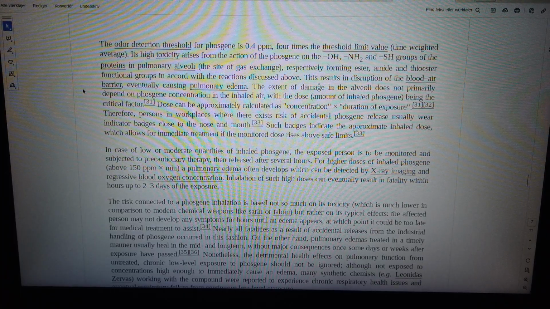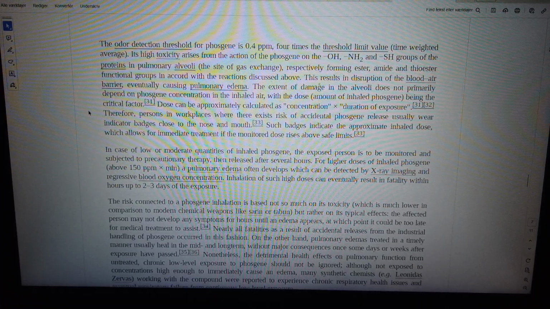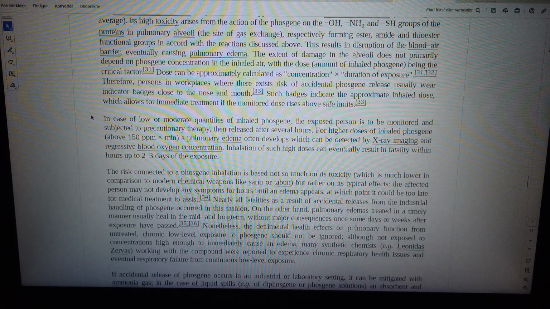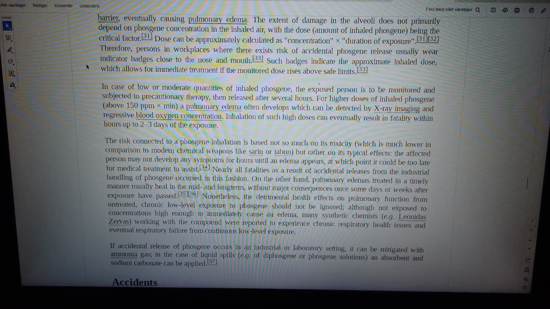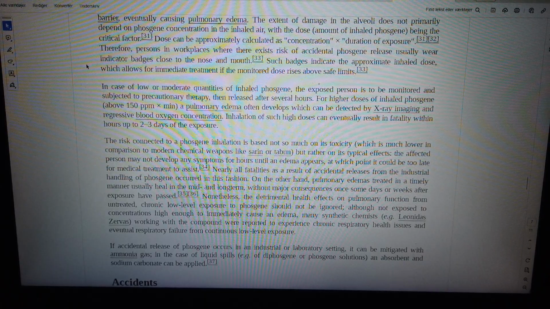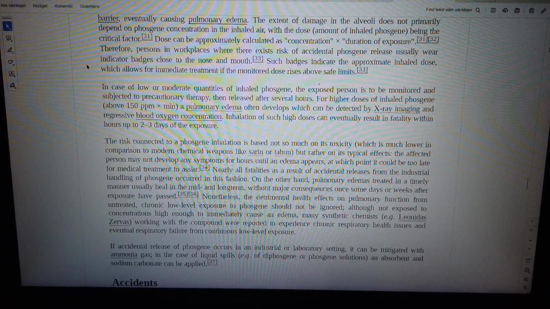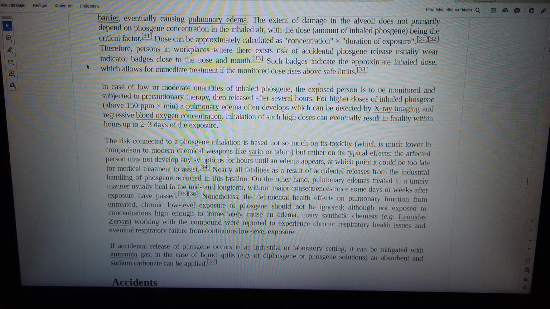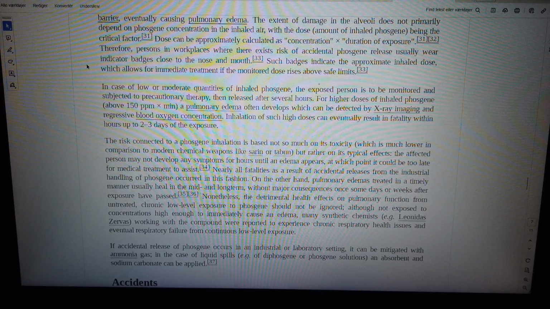The extent of damage in the alveoli does not primarily depend on phosgene concentration in the inhaled air, with the dose, the amount of inhaled phosgene, being the critical factor. 31. Dose can be approximately calculated as concentration times duration of exposure. 32. Therefore, persons in workplaces where there exists risk of accidental phosgene release usually wear indicator badges close to the nose and mouth. 33. Such badges indicate the approximate inhaled dose, which allows for immediate treatment if the monitored dose rises above safe limits.